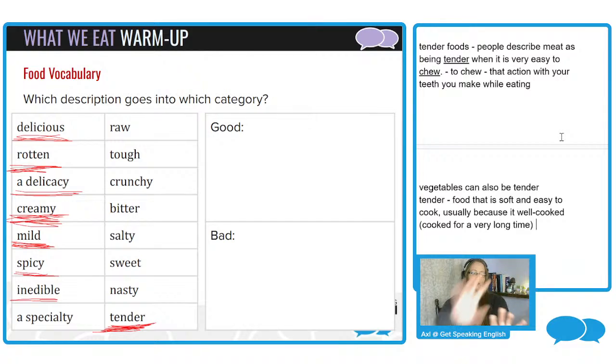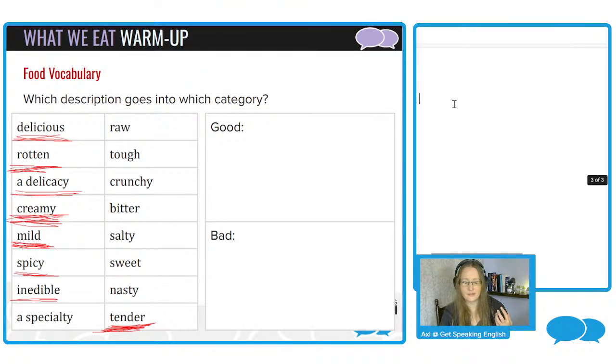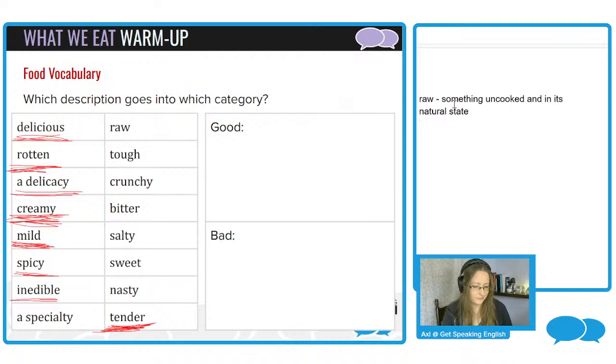Are there any other words on here that are new, maybe, that we haven't talked about just before we move on? I don't want to spend all the time talking about this, but we have a specialty, for example, and something raw. Something raw is uncooked, in its natural state.